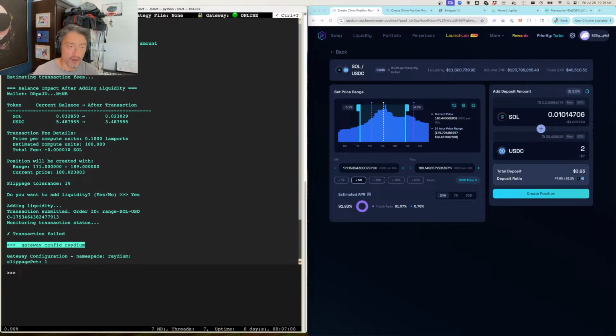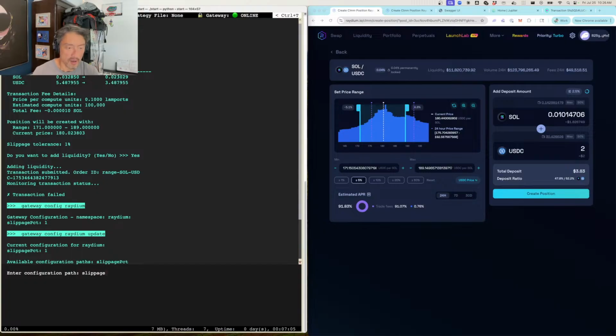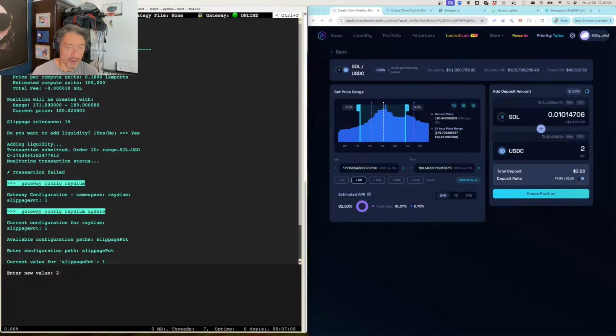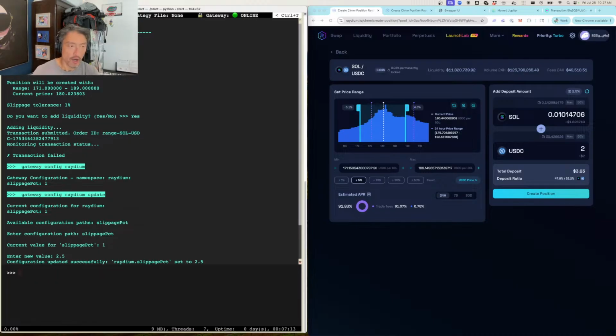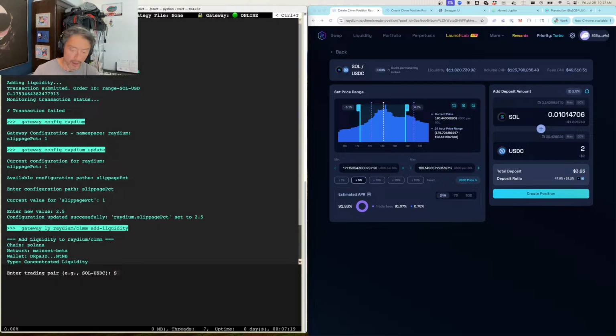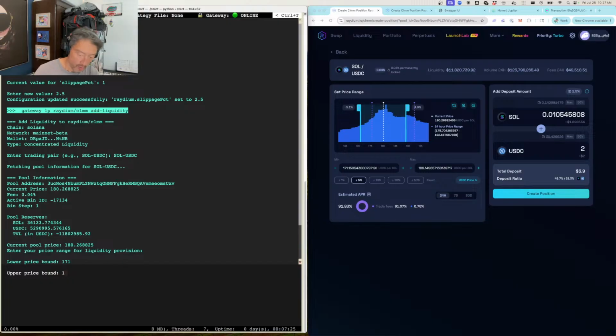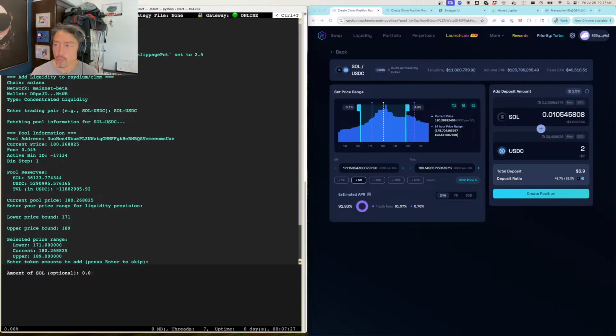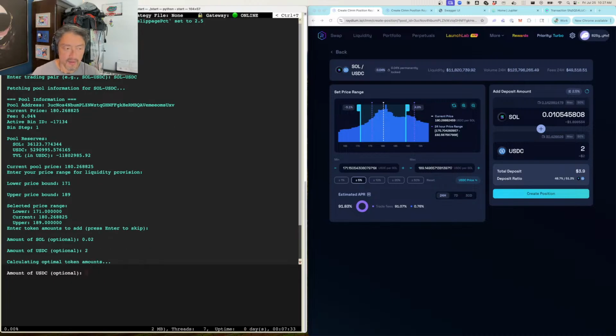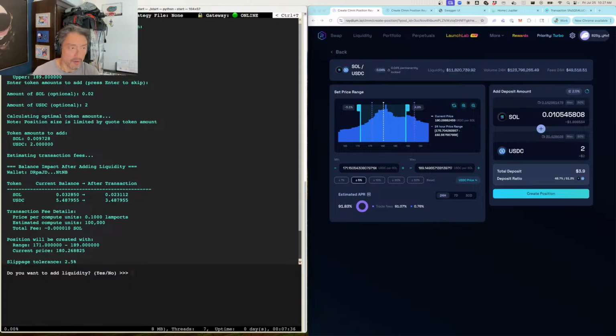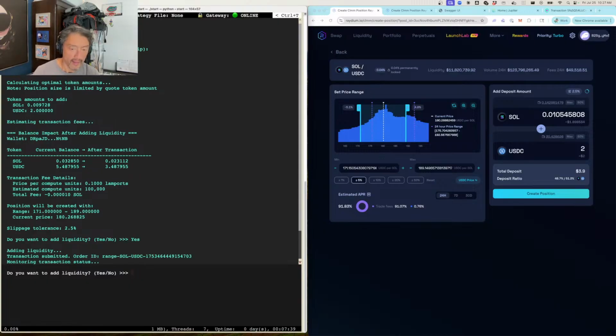So let's improve the slippage tolerance by updating slippage PCT. I'll give that 2.5. So that should help. But the other thing I think we should do is increase the amounts that we want to make available, because the amounts will also probably be an issue. So now I think I'll give it 0.02 Sol, because I think that was probably the limiting factor, and I'll say 2 USDC, and let's see what it comes back with. Okay, so still 2. But there is a larger tolerance, so let's try adding that and see if that works.